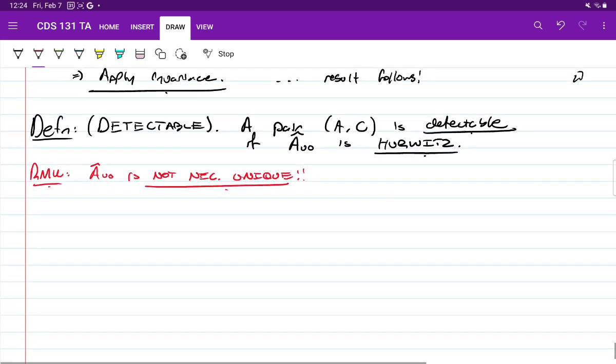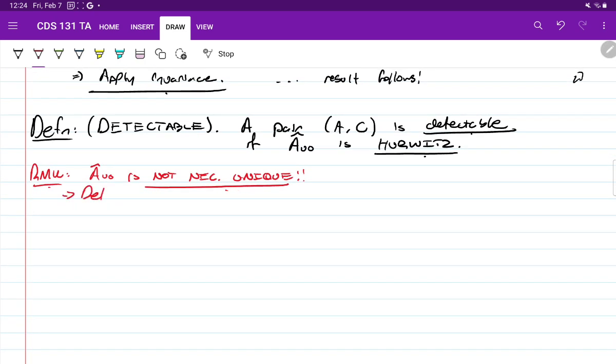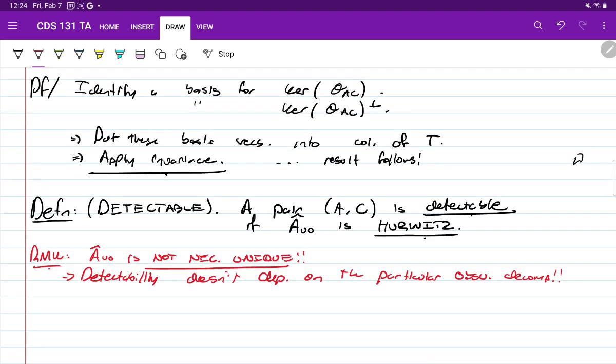But the nice thing is that detectability doesn't depend on the particular observability decomposition. You could show that if it holds in one observability decomposition, it will hold in all of them. This is a consequence of the fact that eigenvalues are preserved under similarity transforms. I won't prove that here, but keep it in mind. This makes sure that detectability is in fact a well-posed definition.